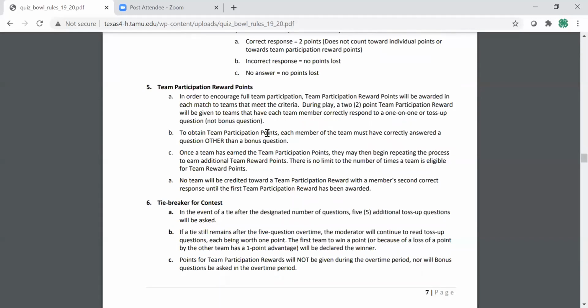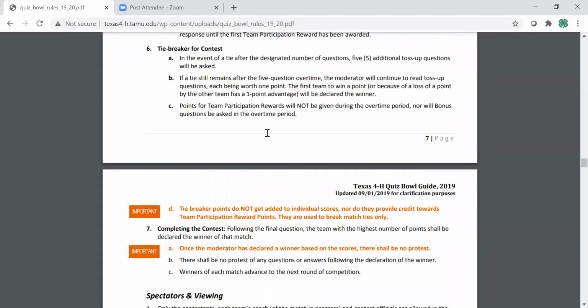Team participation and reward points. This is only for teams of 4, so if you're a junior or intermediate team with 3 members, this doesn't pertain to you. For teams of 4, once every individual on that team has answered a question correctly, you get 2 team participation points. Once all 4 of you have answered correctly, you get 2 points, and then it starts over. If all 4 of you answer another question correctly, 2 points again.